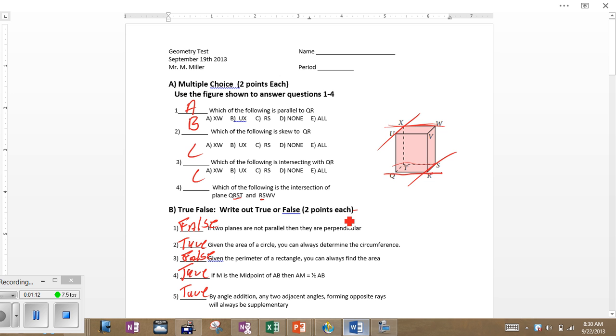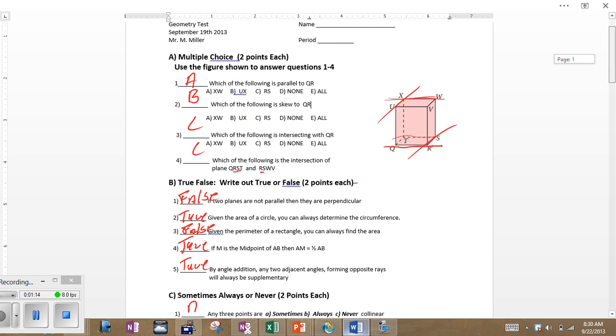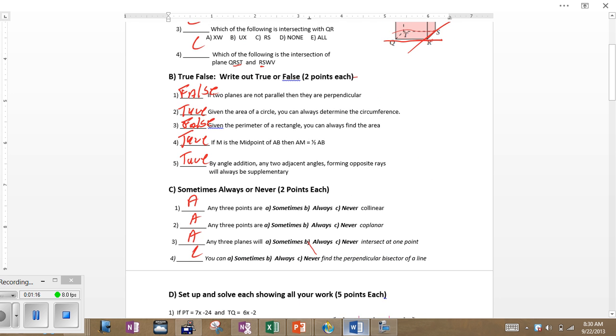If two planes are not parallel, then they are perpendicular. False. Okay, if they're not parallel, does not mean that they have to be meeting. They do meet, they intersect, but they don't have to meet at right angles. Given the area of the circle, you can always determine the circumference. This is true. You have an exercise on the last page doing the same thing.